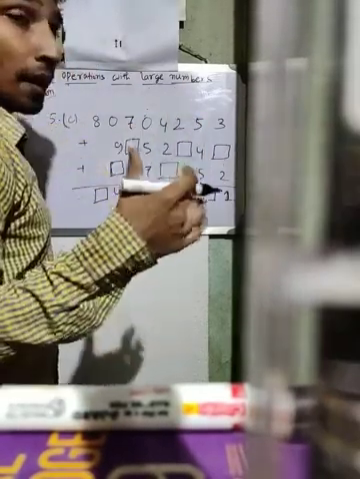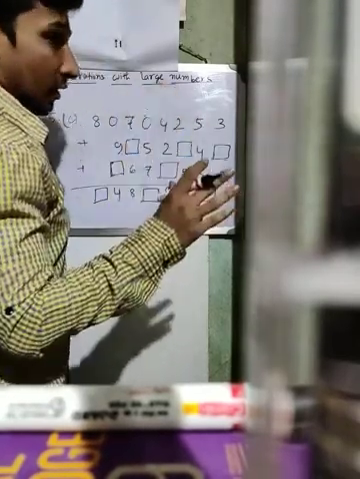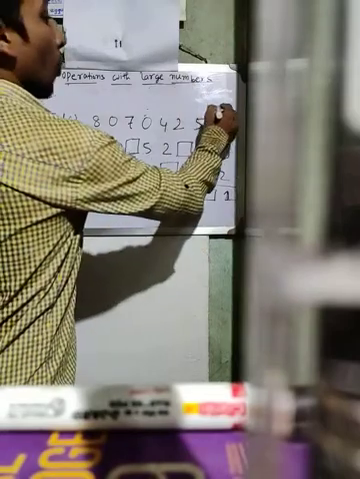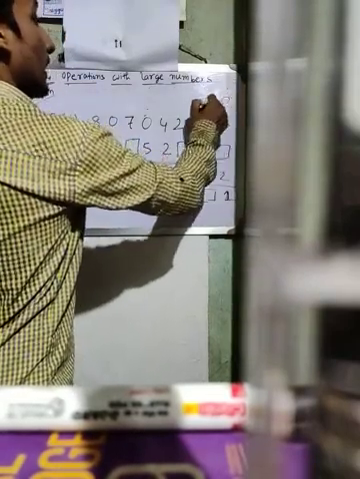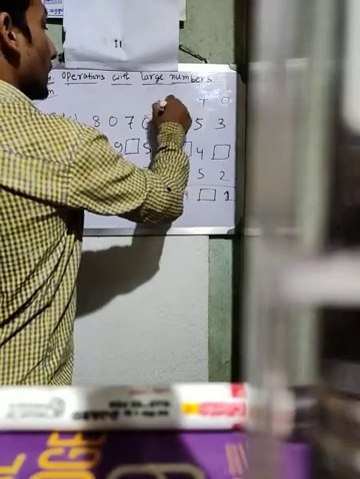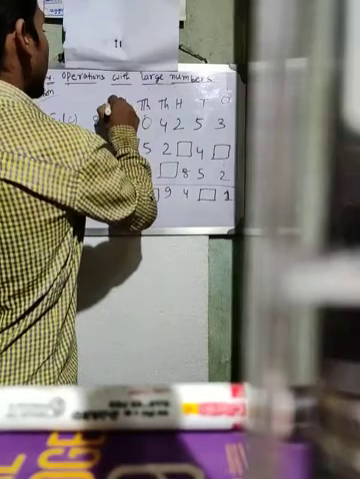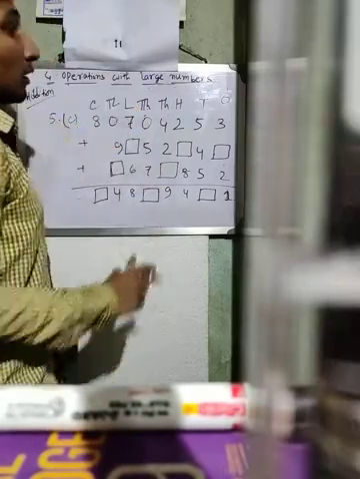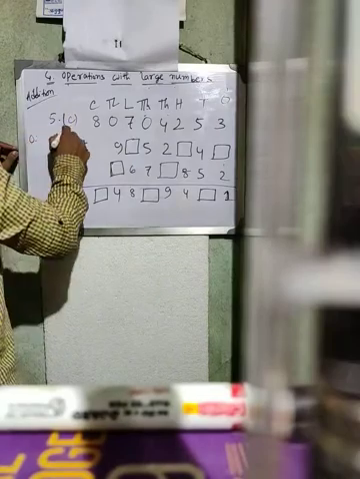So you have to compare each digit, each place. This is the ones place, this is tens, this is hundreds, this is thousands, this is ten thousands. In the Indian system, this is lakh, ten lakh, crore.